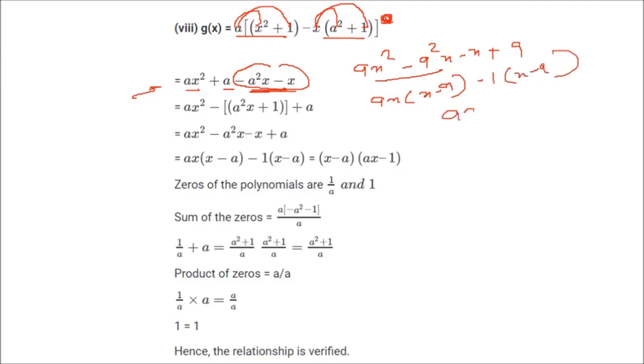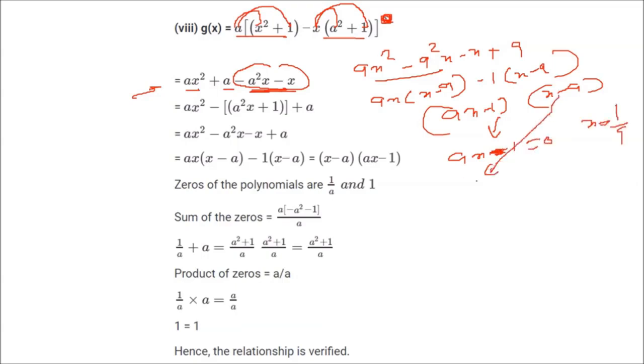So a x minus 1 and x minus a, these will be the factors. Put ax minus 1 equal to 0, you get x equal to 1 by a. Put x minus a equal to 0, you get x equal to a. So these are the two roots. Now you can add them first. 1 by a plus a is equal to 1 plus a square by a.